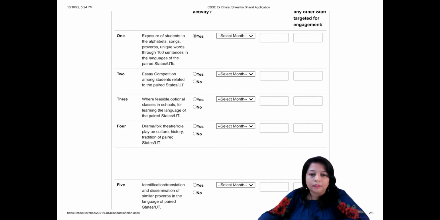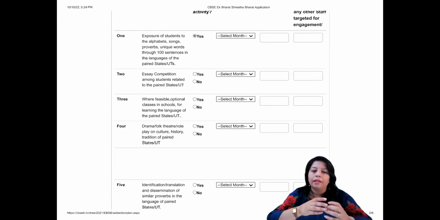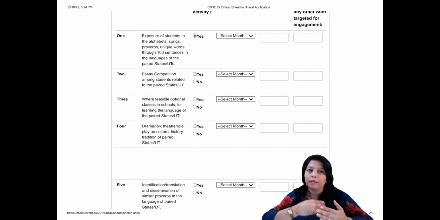So now next is the identification or translation and dissemination of similar proverbs in the language of the paired states or the UTs. Again, you see identification and the translation and dissemination of the similar proverbs. जो आपकी proverb है आपके यहाँ पर बोली जाती हैं या आपकी paired state में बोली जाती हैं, उनको दोनों या उसको अपनी लैंग्वेज में और अपनी proverbs को उनकी लैंग्वेज में ट्रांसलेट करके इस तरीके से you have to disseminate the information through social media, through different virtual assemblies, or howsoever you would like to go ahead with in any other mode. So this activity can also be conducted.